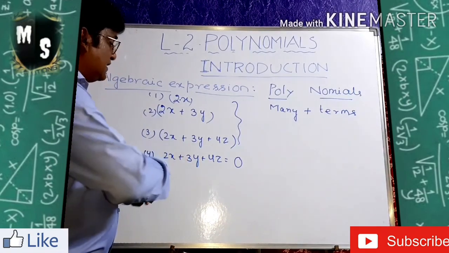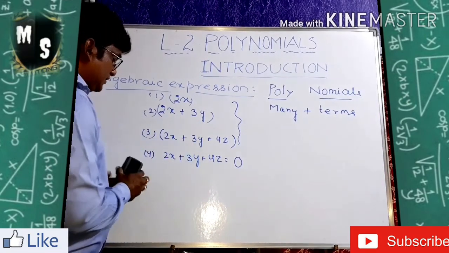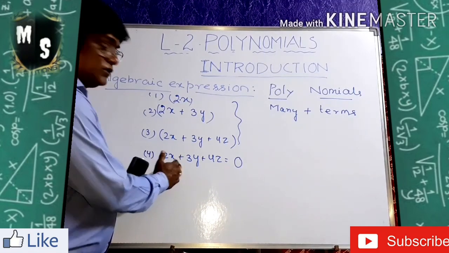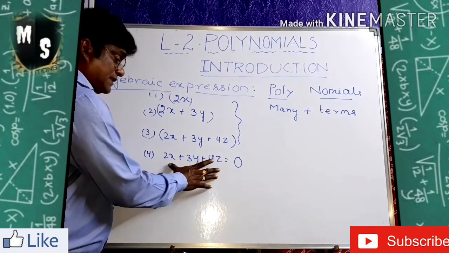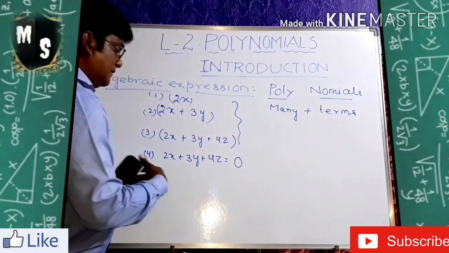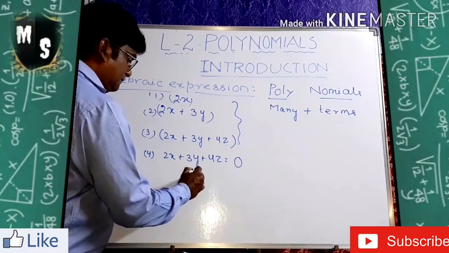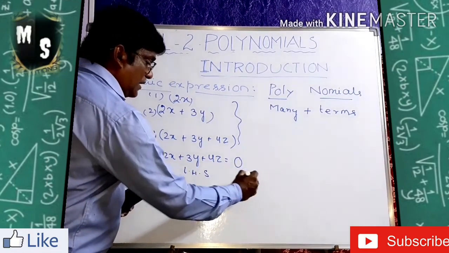So this is a type of expression, and see the fourth one, it is written with both sides. That means the left hand side is here and the right hand side is here. The LHS, the left hand side, is here, and the RHS is also available.